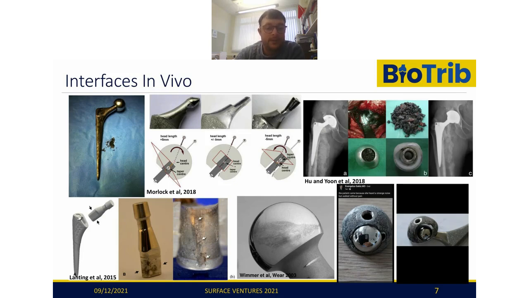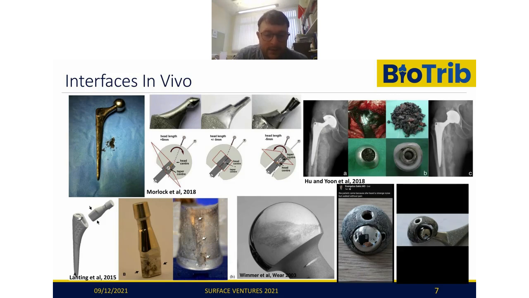So we can see the top left image, one in from the stem, we can see this modular taper that's essentially worn down to a nubbin, and similarly, down in your bottom right, there's an image here of a hip replacement.